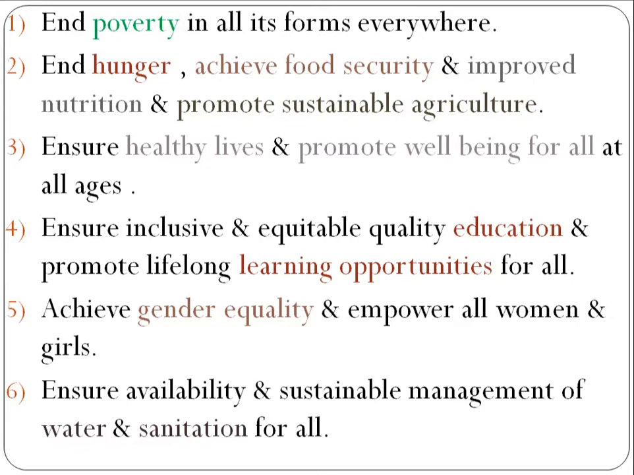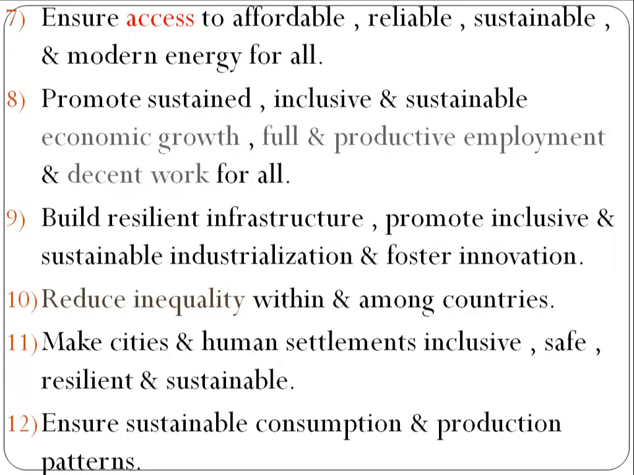So these are the various things that the SDGs are aiming to do: end poverty, end hunger, ensure healthy lives, ensure equitable quality education for all, achieve gender equality, ensure water availability and sanitation for all, ensure access to affordable, reliable, renewable, modern energy. We talk about nuclear energy and wind energy and all these things. Promote sustained, inclusive and sustainable economic growth, build resilient infrastructure, reduce inequality within and among countries, something which even Gandhiji said, even Ambedkar said, but we never could achieve it. The rich are getting richer in India and the poor are getting poorer. Make cities and human settlements inclusive, safe, resilient, sustainable. Ensure sustainable consumption and production. Everybody should have access to a nutritious diet.